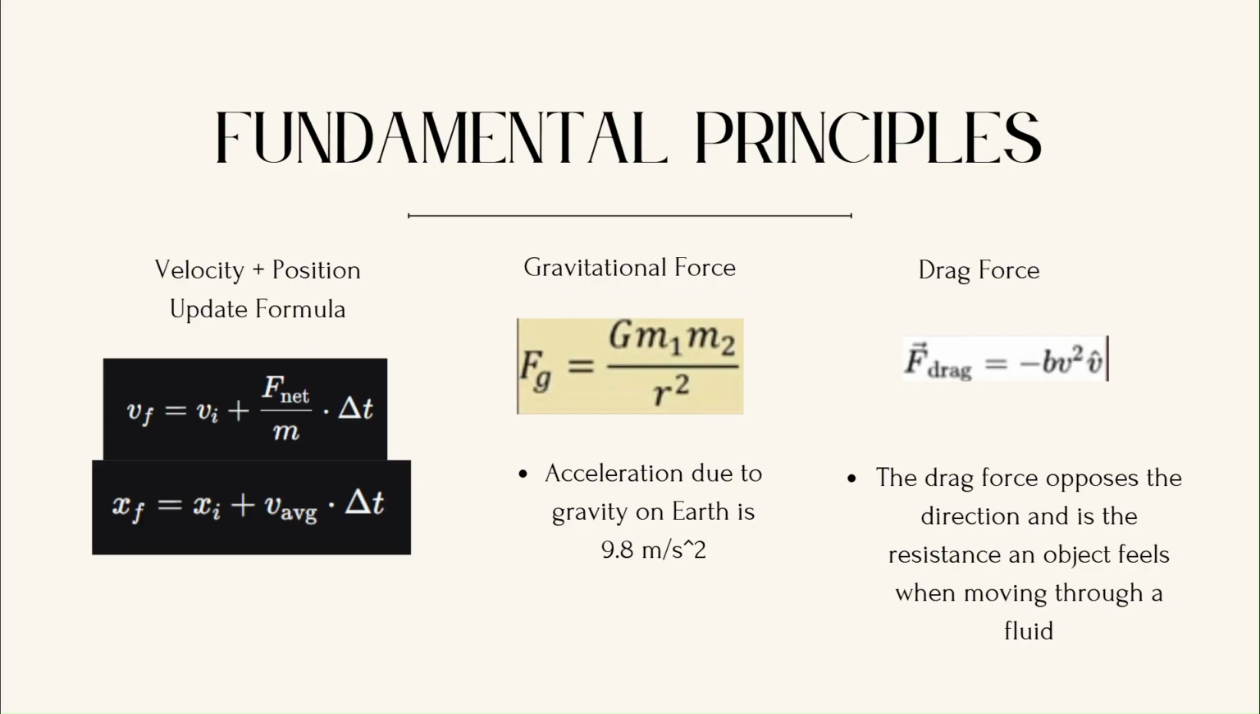Here are some equations we'll be using throughout the lab. Velocity and position update formula, which is vf equals vi plus F net over m times delta t. And then xf equals, you could use rf equals ri plus velocity average times delta t. And then gravitational force. Just note that acceleration due to gravity on Earth is 9.8 meters per second squared. The drag force.